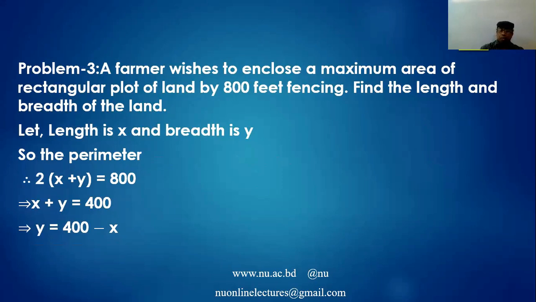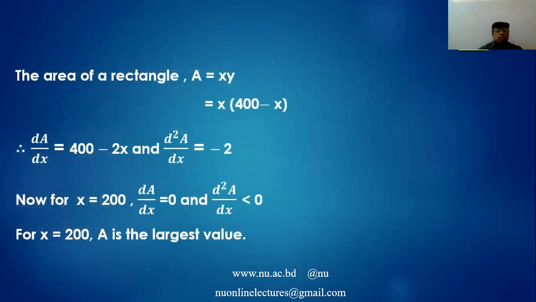Now, the area of rectangle, we know the area of rectangle is length into breadth. So the area is A equal to x into y. Now you have to substitute the value of y here. So x into (400 minus x). After multiplying, it should be 400x minus x square.